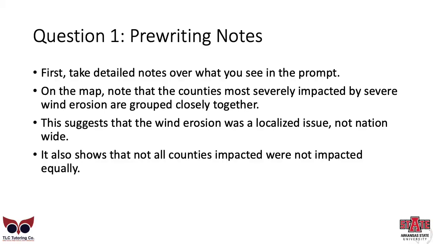Notes. First, take detailed notes over what you see in the prompt. On the map, note that the counties most severely impacted by severe wind erosion are grouped closely together. This suggests that the wind erosion was a localized issue, not nationwide. It also shows that all counties impacted were not impacted equally.